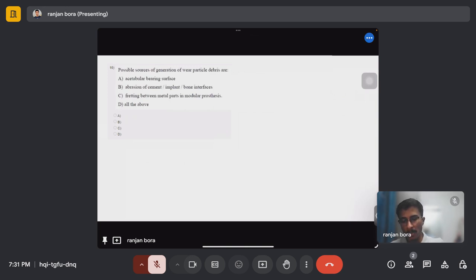So we can see that because of all the options A, B, and C, there is generation of wear particles, because these three are all wear phenomena, types of wear. So option D is correct, all of the above.